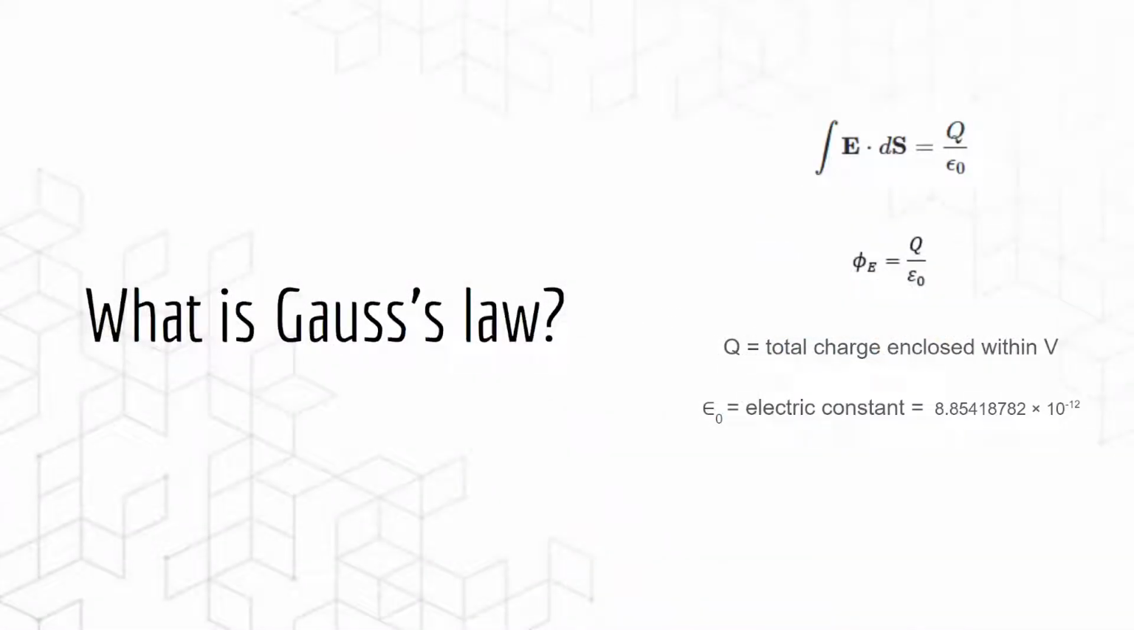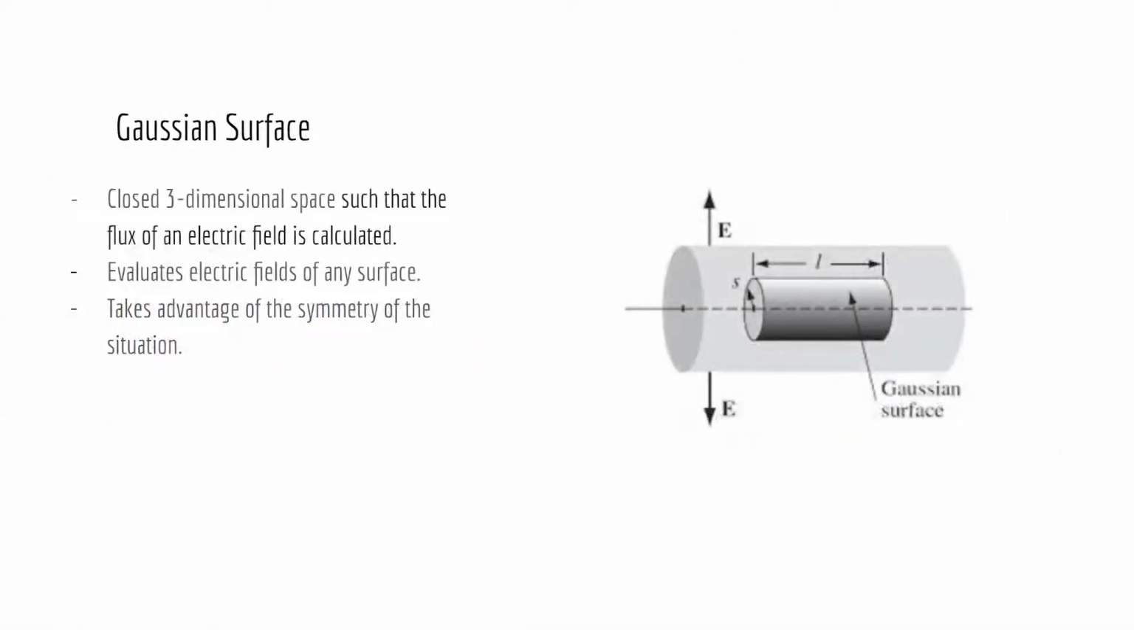Now that we know the basics of electric flux, we can understand Gauss's law. The law states that electric flux across any closed surface is proportional to the net charge Q enclosed by the surface. This is Gauss's law in integral form, and this one below is a simplified Gauss's law, giving Q as the total charge enclosed within V, and the surface is the Gaussian surface.